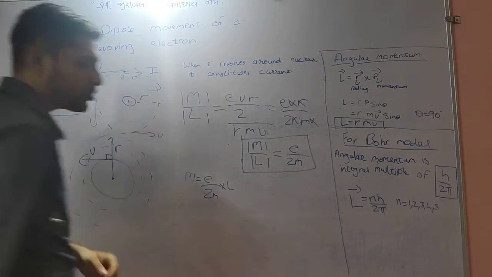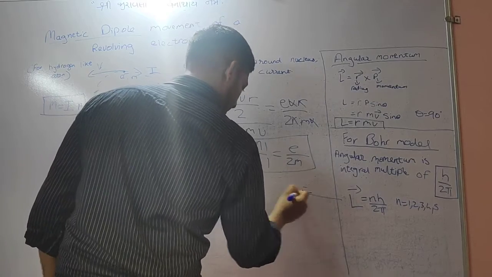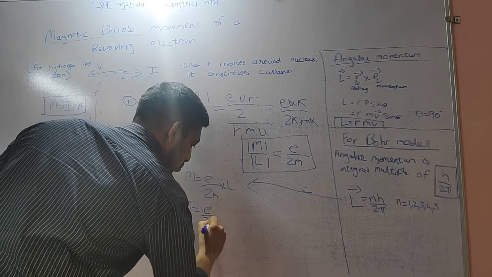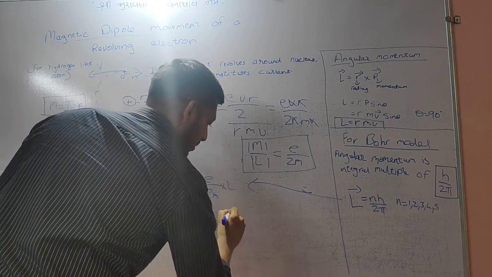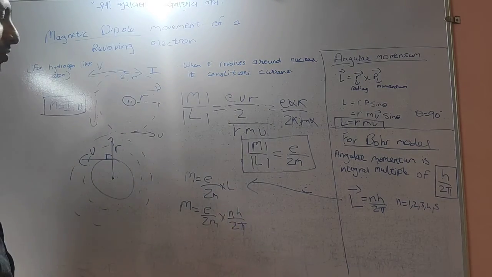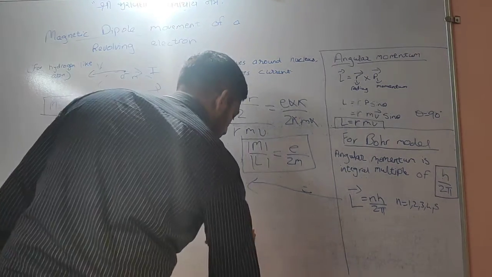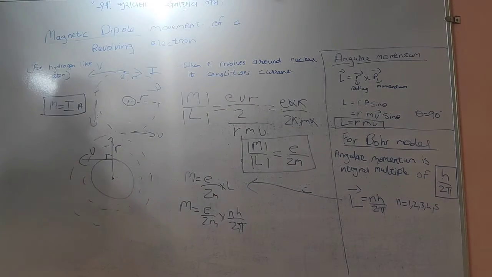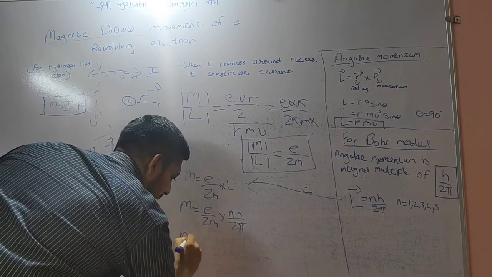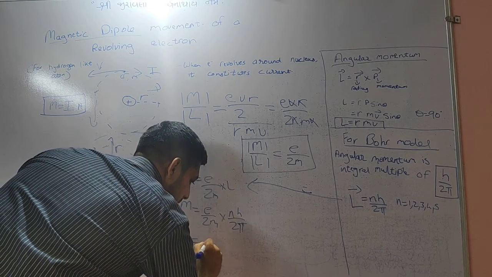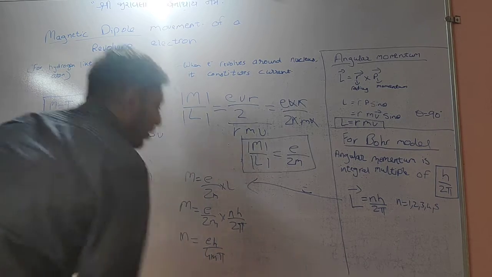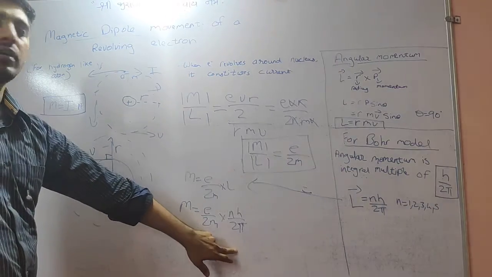So I can put this value over here. I can write m equals to e upon 2m into nh upon 2 pi. Can I write it in this form? nh upon 2 pi. So what will be my final answer? It will be equal to m equals to eh upon 4 m pi. Here I have not written n.